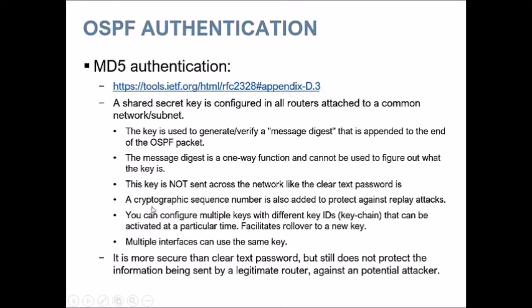And also there's a cryptographic sequence number that is added for anti-replay protection. You can configure multiple keys at a given time within something called a key chain. Each one of these keys is activated at a different time, and they have a key ID, and whichever key is active and has the highest key ID is going to be applied. So this is something you can use to roll over your keys. Maybe you do that periodically to make it even more secure.